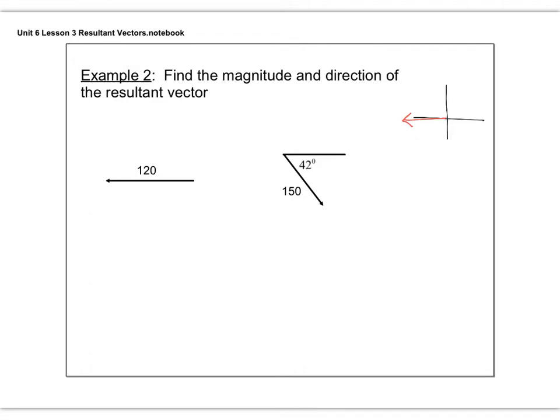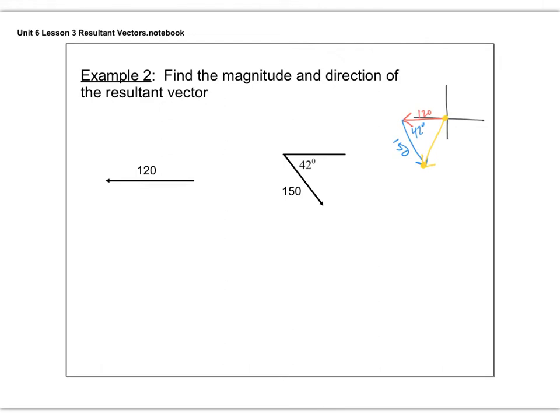And then the second one, from the tip of that vector, looks like it's going to head down 42 degrees, and it's going to have a magnitude of 150. Our job now is to figure out, from the tail of the first vector to the tip of the next vector, what is the magnitude and direction of that yellow vector? Okay, so we're going to do it just like last time. We're going to start out by finding the horizontal and vertical components of each vector.